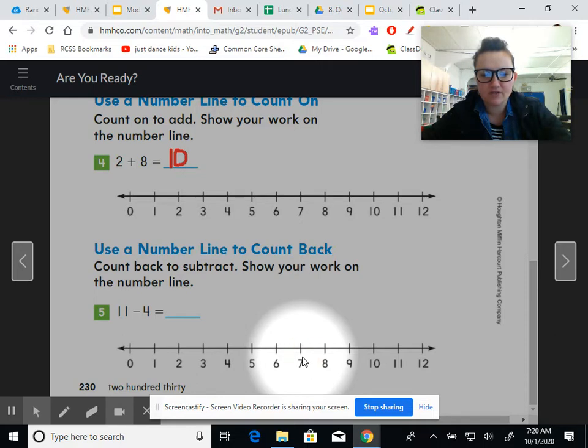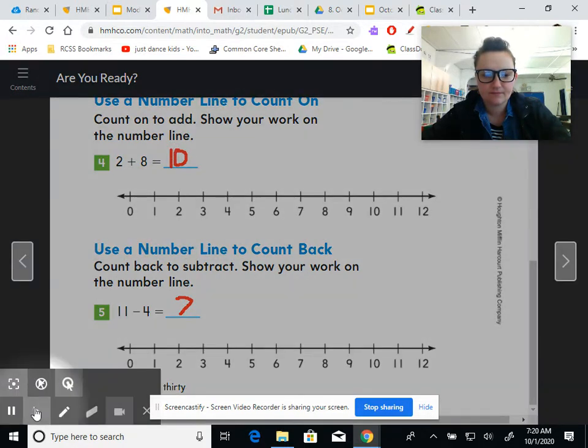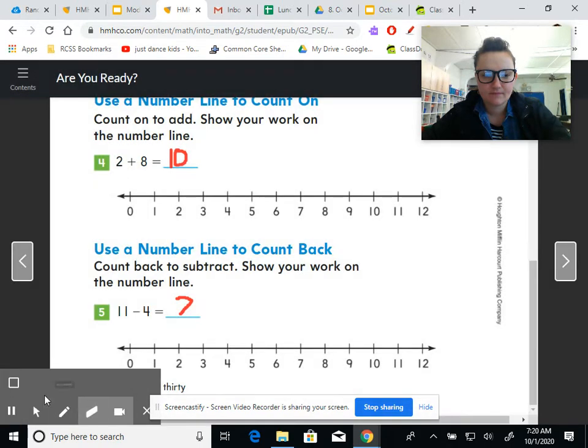Well, what about if I start at 4 and go up to 11? So if I count up, 1, 2, 3, 4, 5, 6, 7. Do I still get the same answer? I just said 7 2 times. So that means our answer is 7. So you can count up or count back. Okay, so go ahead and fill in your answers. Okay. All right, let's keep going.